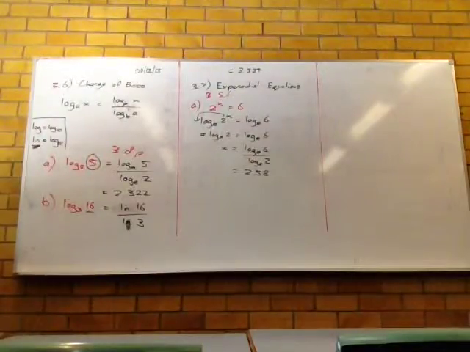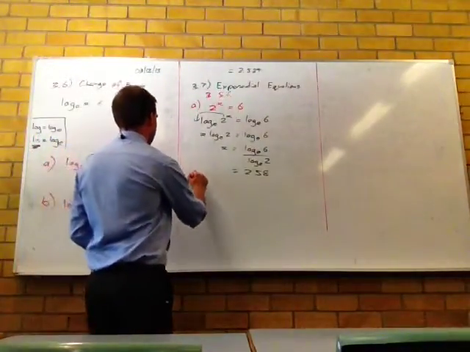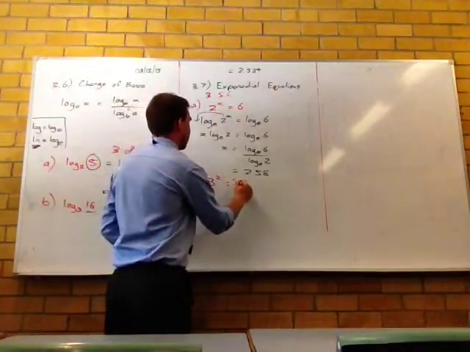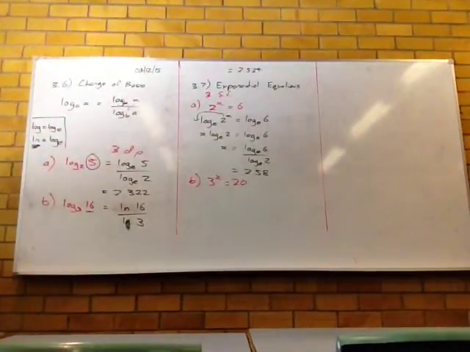2.58, what's the next digit? Yep. Alright, next one. 3 to the x is 20. So between what two integers should x be? 2 and 3. 3 squared is 9 and 3 to the power 3 is 27. So I'm expecting 2 point something or other.